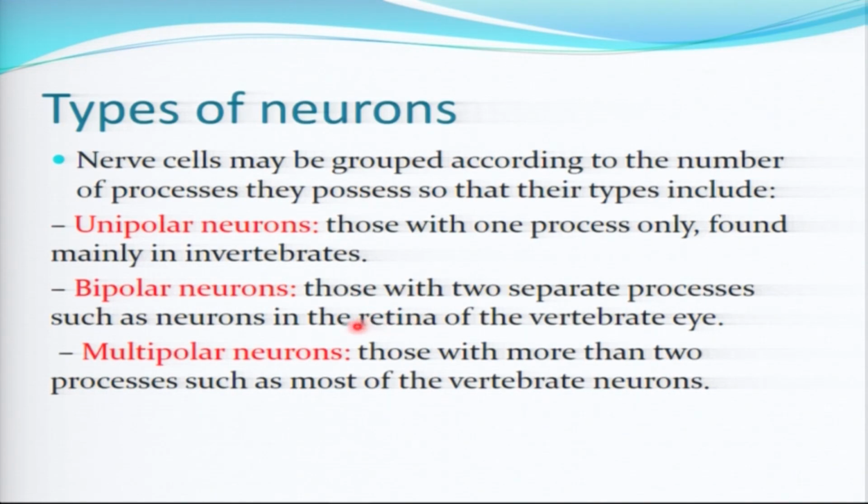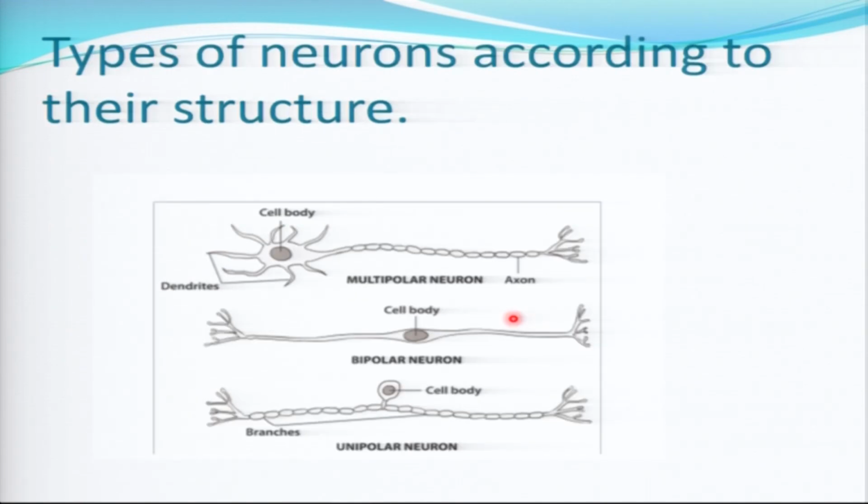So we have multipolar neurons. Multipolar means they have more than 2 processes. They are mostly found in the vertebrates, so in the body of vertebrates, including human being. So we have three types of neurons according to their structure, their processes: unipolar, bipolar, and multipolar neurons. So you can see them on the structure. You can look on the screen.